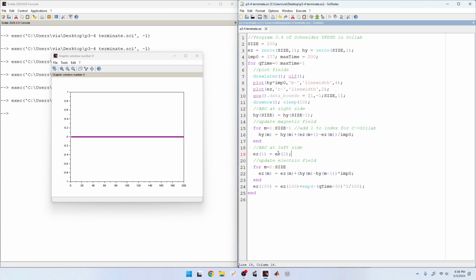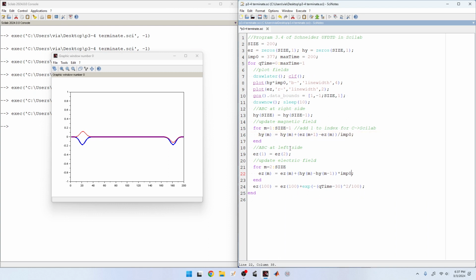Now, we said it wouldn't work if the dielectric constant or the relative permeability were not equal to 1. Let's see. So over here, if we had, let's say, a dielectric constant of 2, this impedance, imp 0, which is eta 0, which is about 377 ohms, would be divided by 2. So let's run that and see what happens. Okay, smaller electric field, bigger magnetic field, and there's a little bit of reflection at both sides.